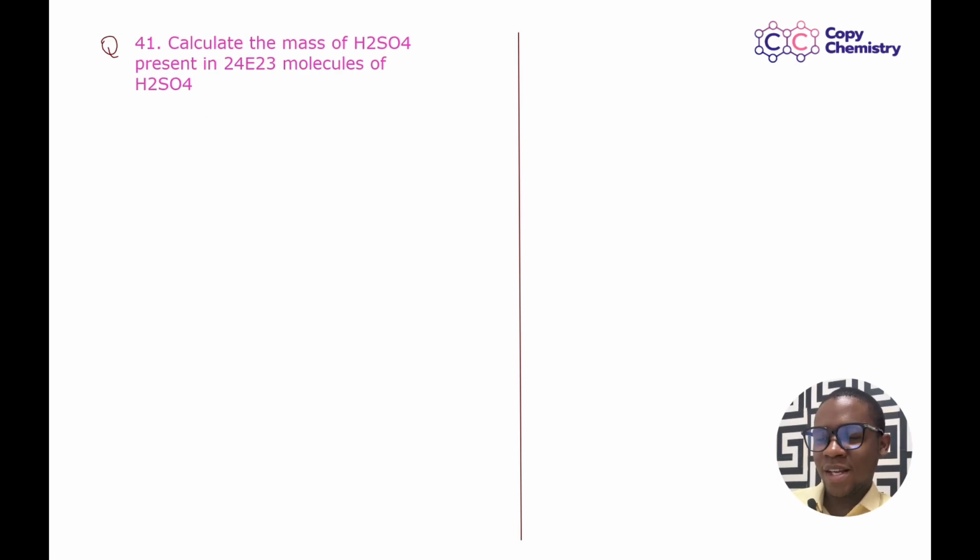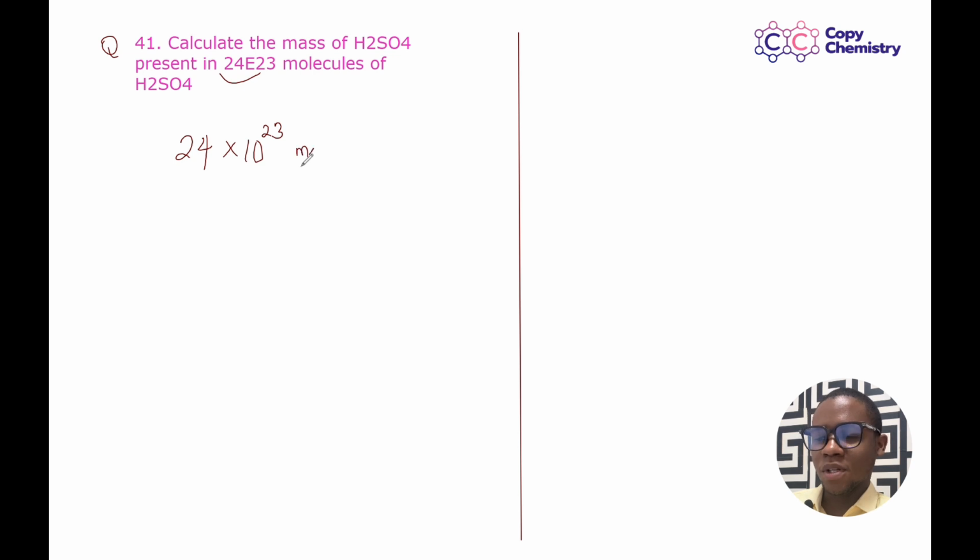Hello, let's look at this question on stoichiometry. Calculate the mass of H2SO4 present in 24 exponential 23 molecules of H2SO4. See this stuff that's written here? It's as good as this, 24 times 10 to the power of 23. Okay, that's what that stuff means.